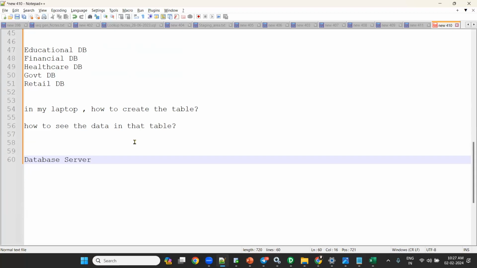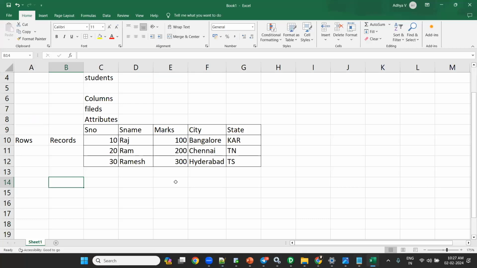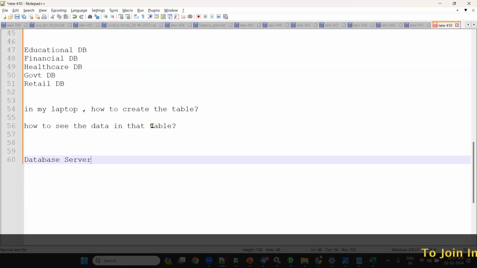How to see the data in the table? How to create the table? First of all, directly in an Excel sheet you cannot create it. This is not a table. This is just an Excel sheet, that's it.